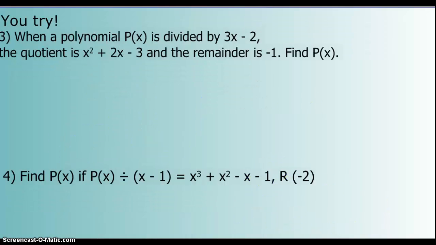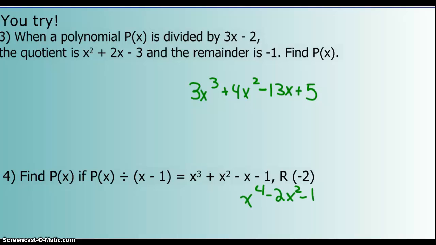Here's 2 examples for you to try. Go ahead, pause the video, and I will write the answers up there for you. Alright, so the top one, here we go, is 3x cubed plus 4x squared minus 13x plus 5. And the bottom one is x to the 4th minus 2x squared minus 1.